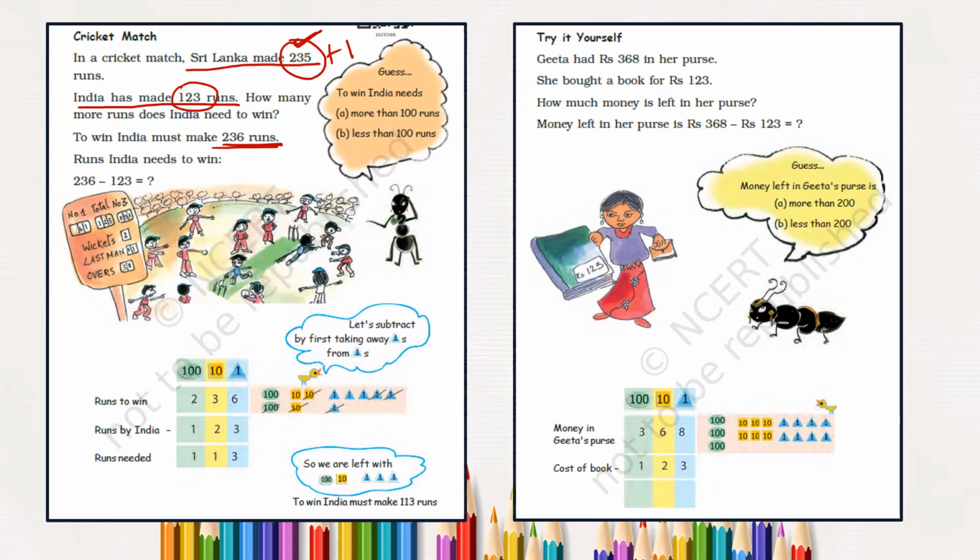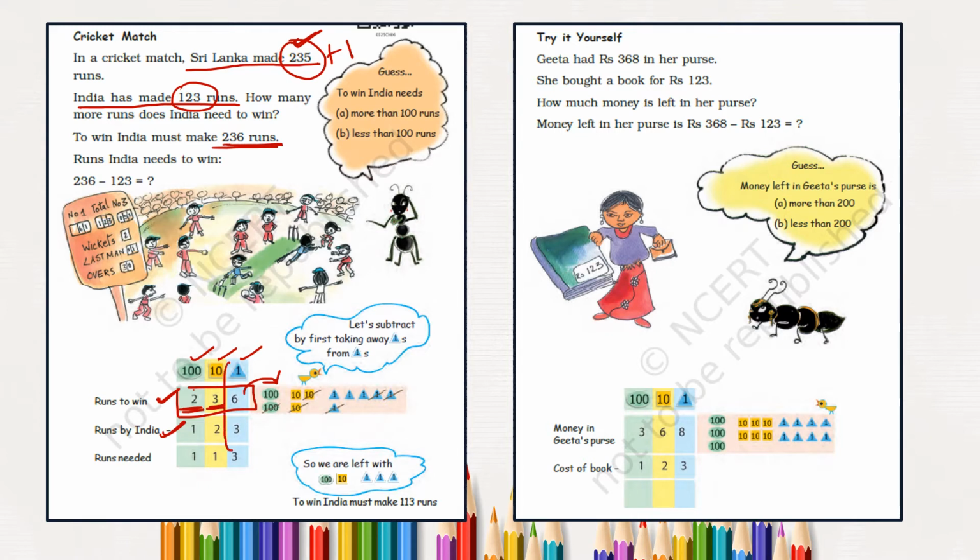So how many more runs do they need to make? Firstly, we write it in this form: hundreds, tens and ones. 236 minus 123. 236 why? The runs we need to make to win, and how many runs we already have made? 123. Okay, so we'll subtract the two. So the top number can be written as this: hundreds we have 2, tens we have 3 and ones we have 6. Okay, we have to subtract 123.